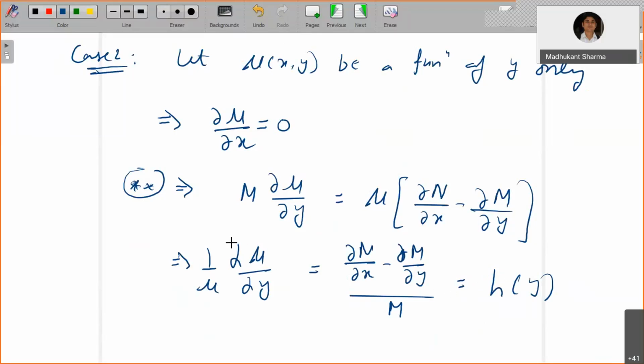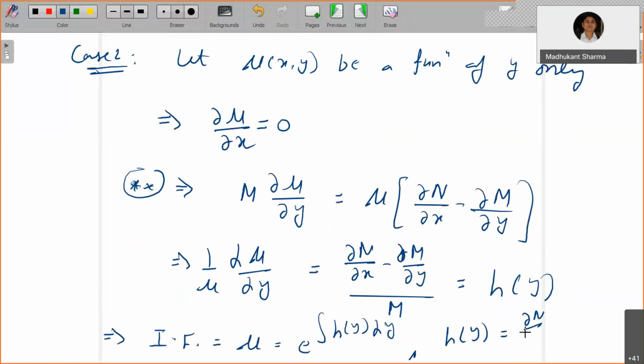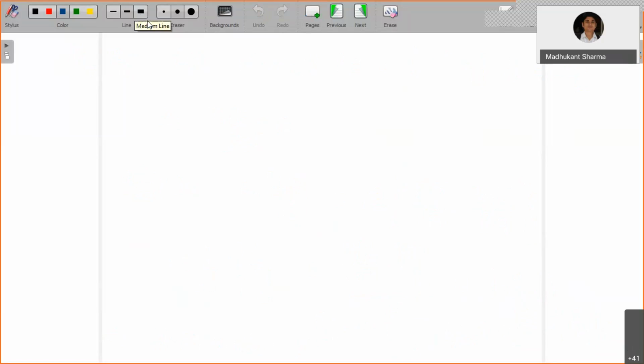And you can certainly write, this implies the integrating factor, mu, equals e to the power integration of h of y dy. And what is h of y? h of y equals (dou n by dou x minus dou m by dou y) divided by m. So this gives you method 2.